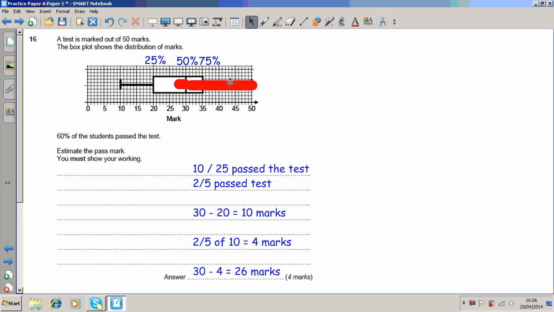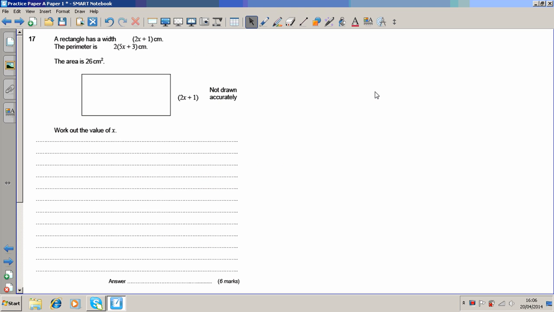Hopefully that follows. Fingers crossed. Right, last one, 17. Here's a good one. A rectangle has width, and so on. The perimeter is given. The area is 26. Work out the value of x.